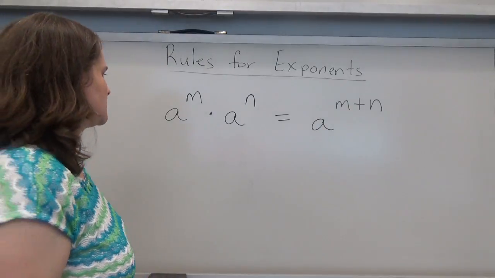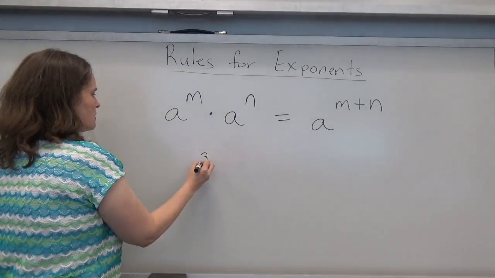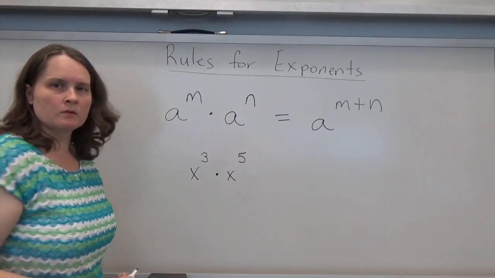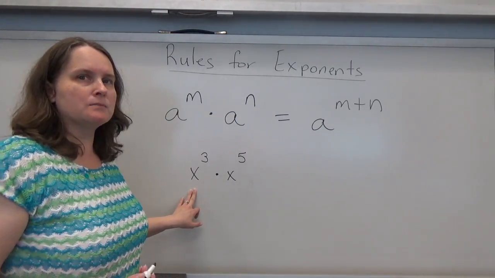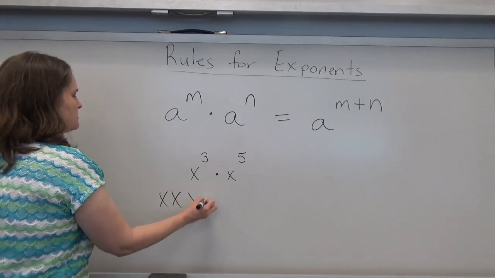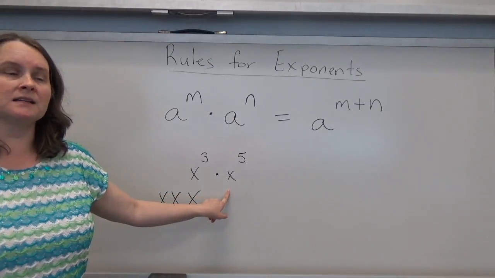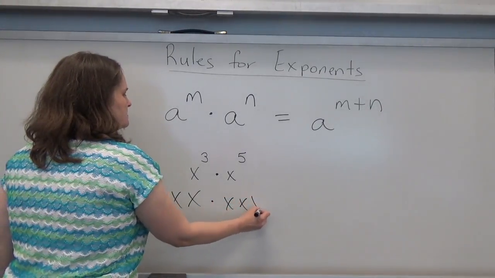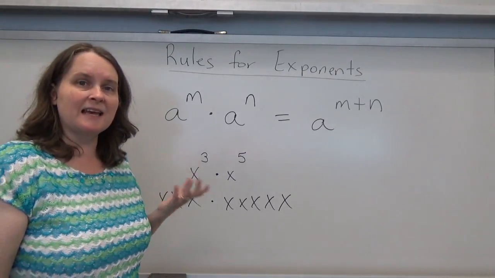What if I've got something like, let's say I've got x to the third power, and I want to multiply that by x to the fifth power. Okay? So x to the third means that I'm multiplying x by itself 3 times. So I could say that this is x times x times x. X to the fifth means that I'm multiplying x by itself 5 times. So I could call this x times x times x times x times x. All of these are being multiplied together.